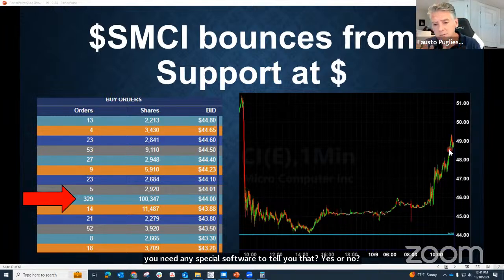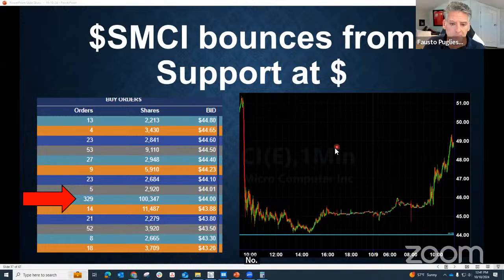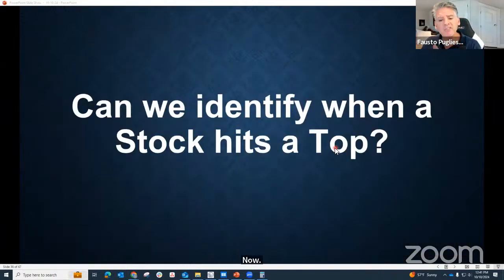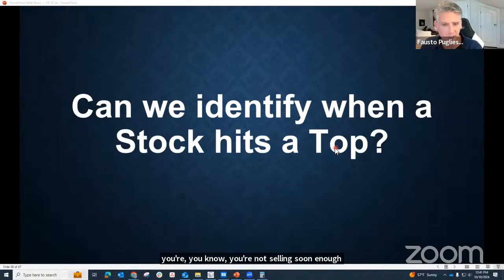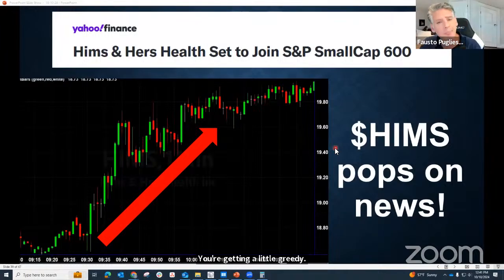Now, let me show you some more. How do we identify a stock when it hits a top? Now, how many of you here feel like you're not selling soon enough? You're getting a little greedy. You wish you knew where the top was. Well, the only way you're going to know where the top is, you've got to know where the sellers are.